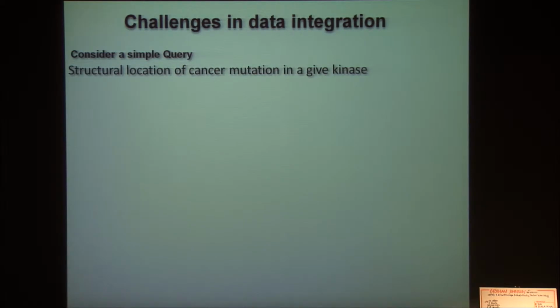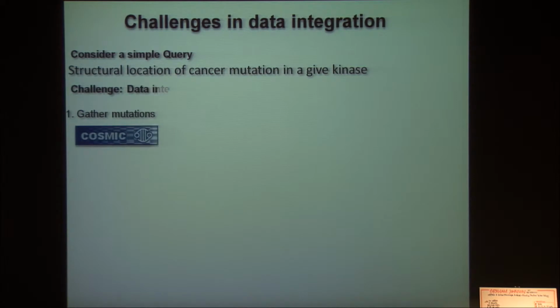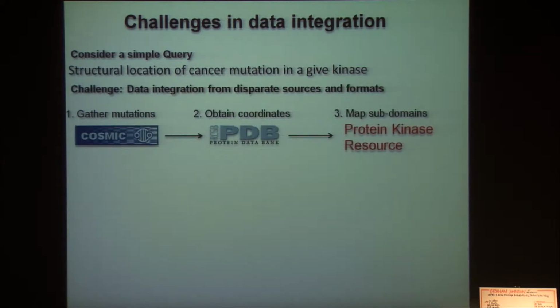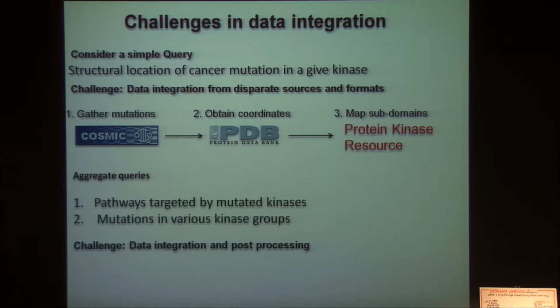I'm going to use this simple query, and this relates to Phil's comment yesterday about scientific inefficiency. When people in my group want to test the impact of, say, a given cancer mutation in a given kinase, they essentially do the same thing: they gather mutations from COSMIC, map them onto the PDB, and then look at what subdomains they map to. And everyone who wants to do this iterates the same process over and over again. So how can we come up with a conceptual framework where you don't need repetition?